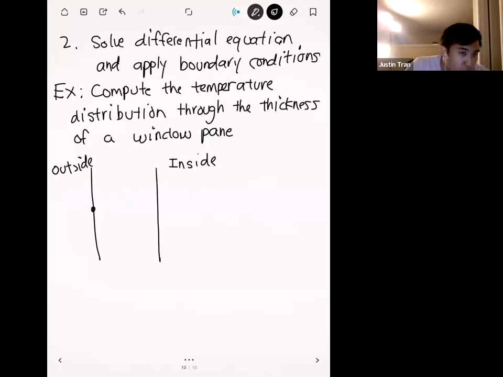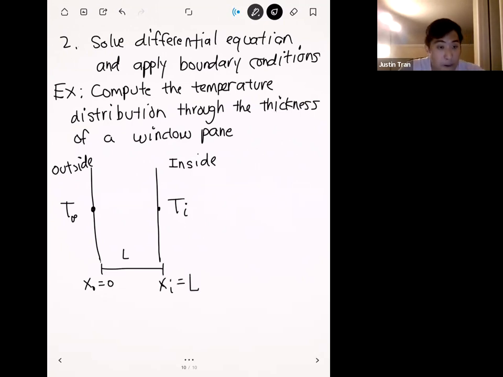And so on the outside of the window pane, we have the outside temperature, which we'll call T infinity. And on the inside of the window pane, we have the inside temperature, which is Ti. And the length of this window pane, we'll say is length L, such that the x coordinate of the outside, we'll call 0, and the x coordinate of the inside, we'll call L. And so we're interested in computing what the temperature distribution looks like inside this window pane.